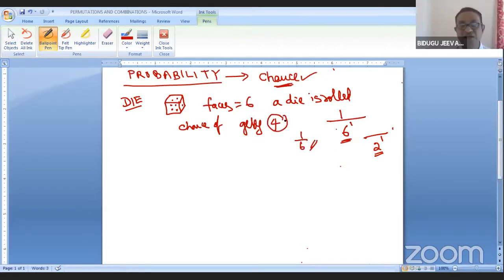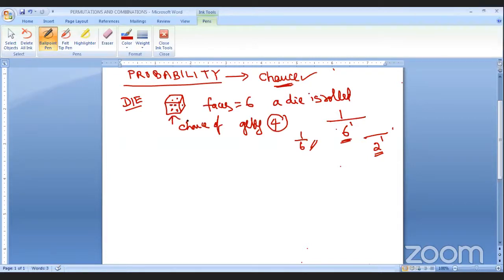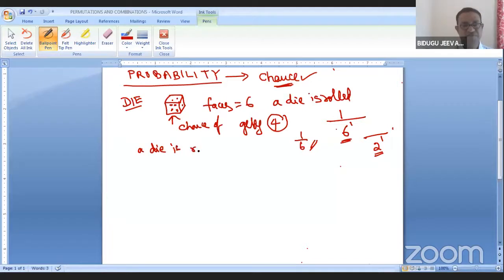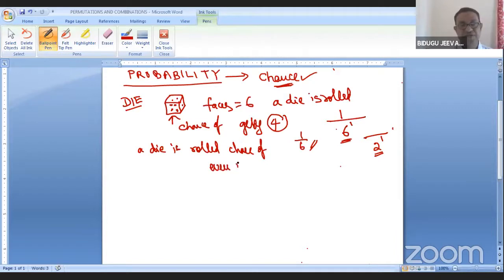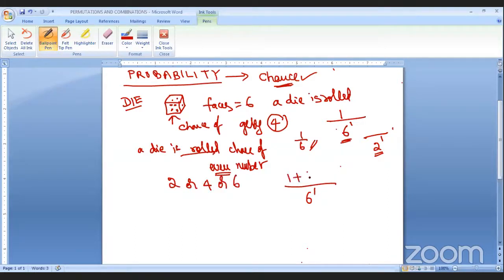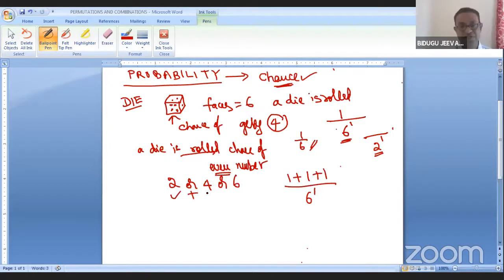Don't consider this a number. How many faces with 4 are there? Only 1. Clear? Now another one. A die is rolled. Chance of getting an even number. What is our experiment? 6 power 1. Even number. How many even numbers are there? 2, 4, or 6. So 1 chance plus 1 chance plus 1 chance. It is 3 by 6. Answer 1 by 2.